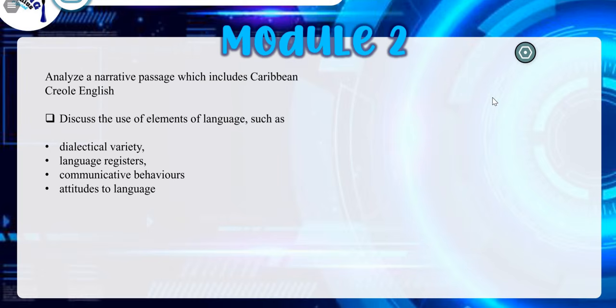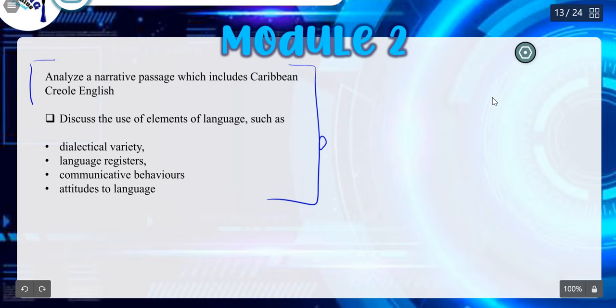Now for your module 2 essay, this is what the revised topics that CXC sent out say. You need to know about these: dialectal variety, language registers, communicative behaviors, and attitudes to language, and be able to speak about them, right? So you need to be able to pick it up in a piece and talk about how it is used in the piece and what effect it has. If you know what they are and how they're used in sentences or extracts, you just need to read. That's all I'm telling you. Just read through a couple of extracts and you start seeing them, right?